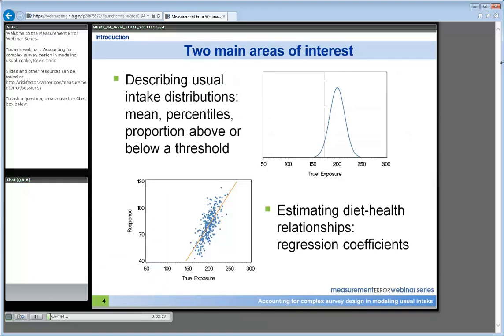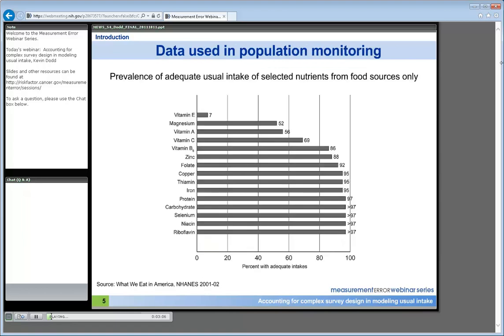We've previously mentioned that the webinar series as a whole covers 2 main areas of interest. The first is in describing usual intake distributions, where we might want to know the mean usual intake in the population, or the 25th percentile, or the proportion of the population with intake below some threshold. The second topic would be concerned with estimating the relationship between diet and some health outcome. Now, in this case, we might want to know the slope of the regression line that goes through this cloud of points here. Today's webinar introduces concepts that are mostly applicable for the first case, for distributions, but may also impact the way you would address the second case, depending on how your data comes to you.